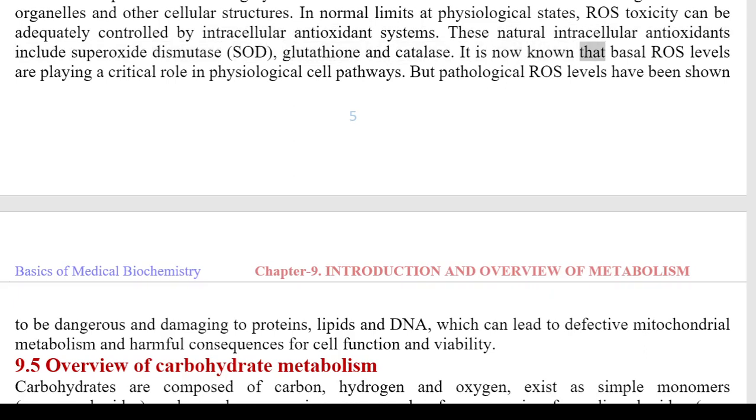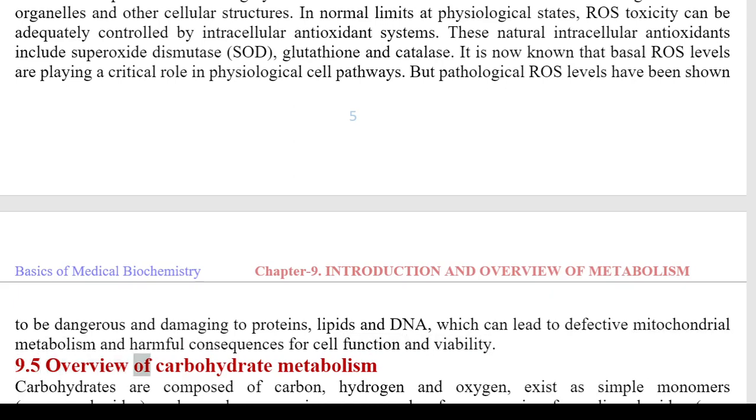It is now known that basal ROS levels are playing a critical role in physiological cell pathways. But pathological ROS levels have been shown to be dangerous and damaging to proteins, lipids, and DNA, which can lead to defective mitochondrial metabolism and harmful consequences for cell function and viability.